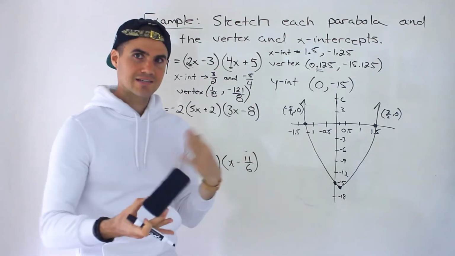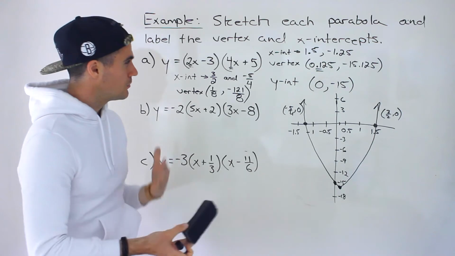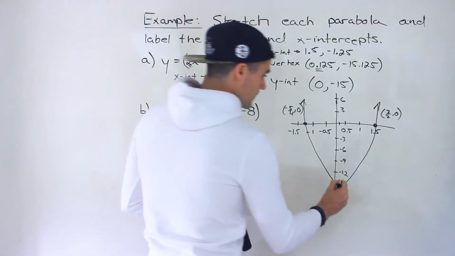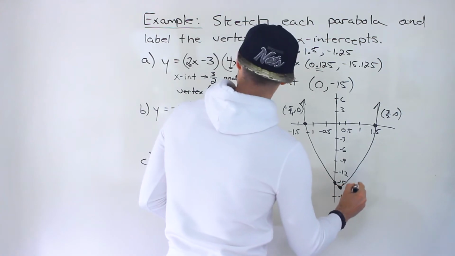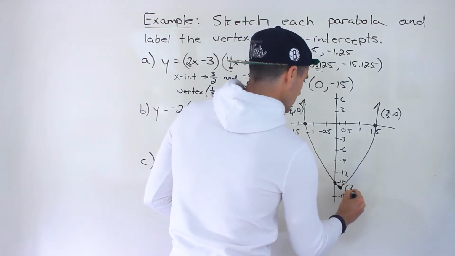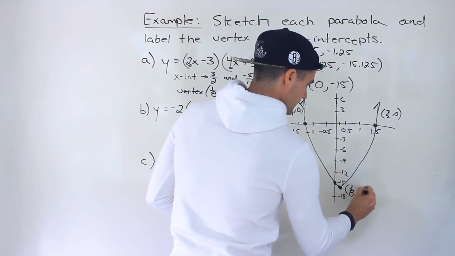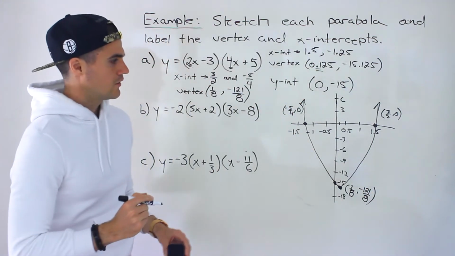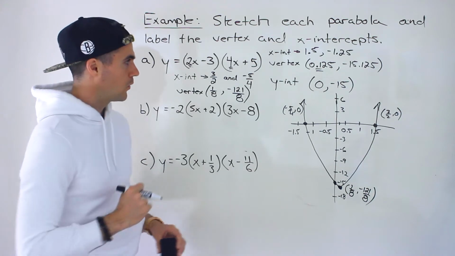So again, exact same process, it's just a little bit more algebra when you're dealing with these fractions, and I'm actually going to label the vertex. Forgot to do that. Over here, like that. Right, so just a little bit more work with the fractions.